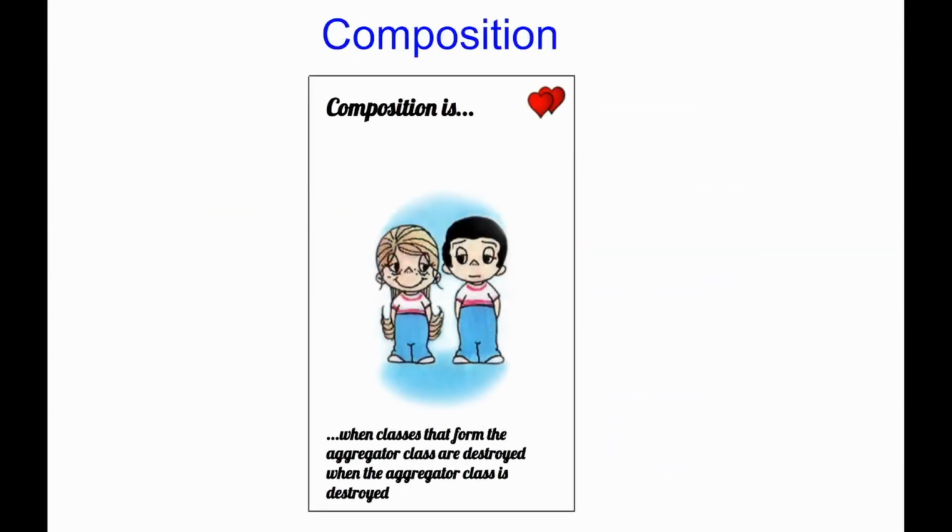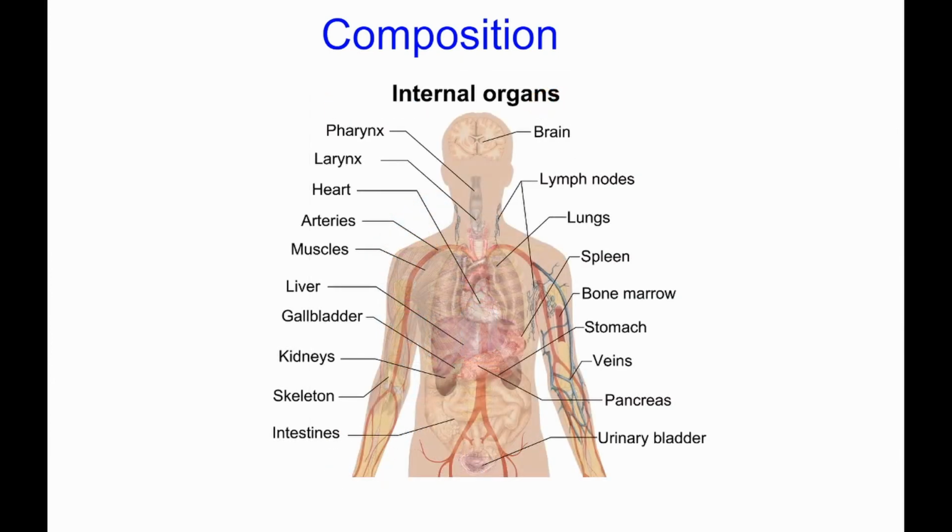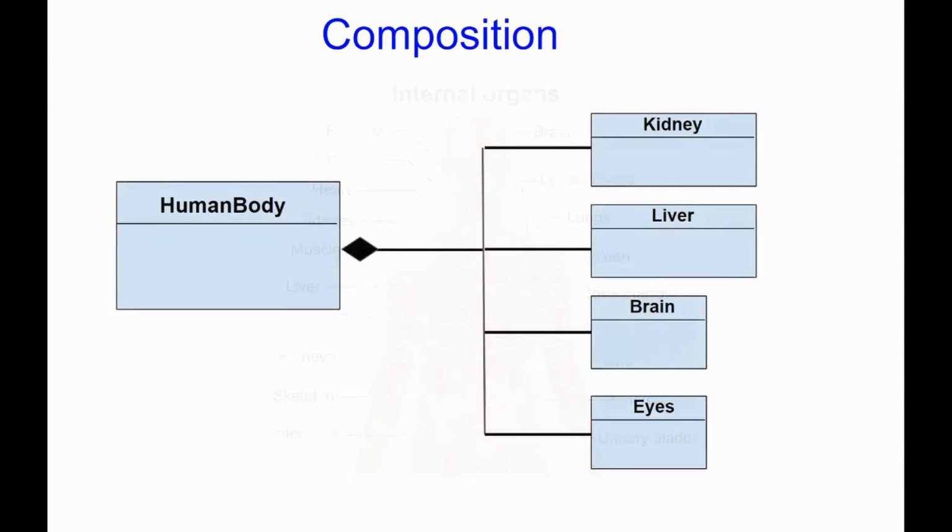Composition is a type of aggregation, but this time classes that form the aggregator class are destroyed when the aggregator class is destroyed. For example, our body is made up of organs, but they can't function by themselves. Composition is depicted similarly to aggregation, but this time the diamond is solid.